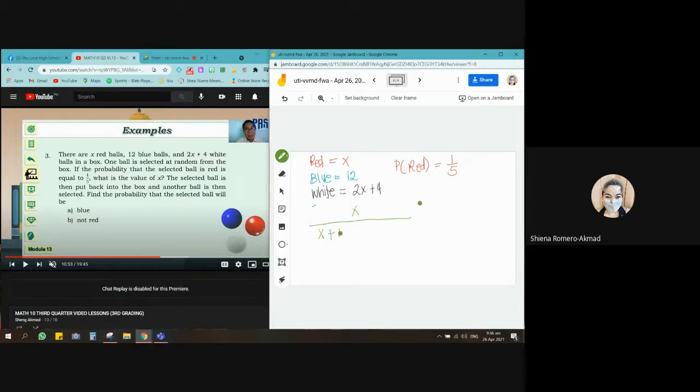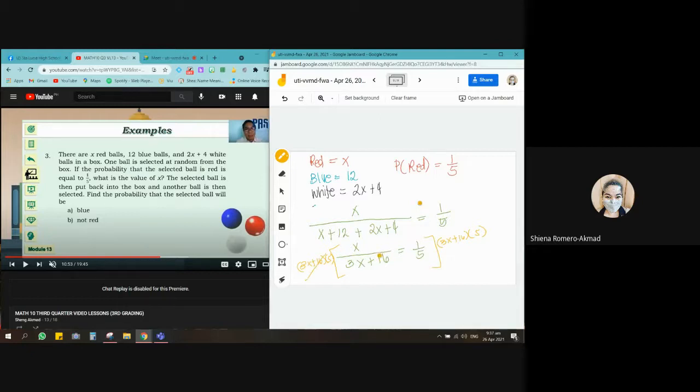X plus 12 plus 2x plus 4. And that is equal to 1 over 5. So, simplify muna natin to. Combine natin like terms. We'll have x plus 2x is 3x, 12 plus 4 is 16, which is equal to 1 over 5. Then we will multiply natin both sides by 3x plus 16 times 5.